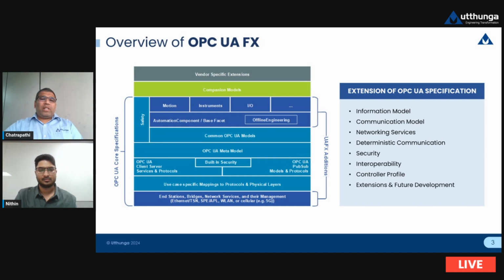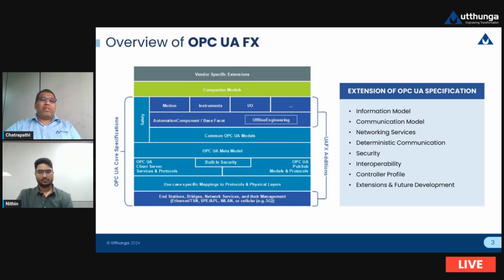To achieve this, there are several aspects, and with respect to each of these aspects, the extensions have been defined, and some extensions are still a work in progress where different extensions are being expanded further. There are several key extensions in the area of information model. Different information models have been defined to have this field level data exchange between different assets.